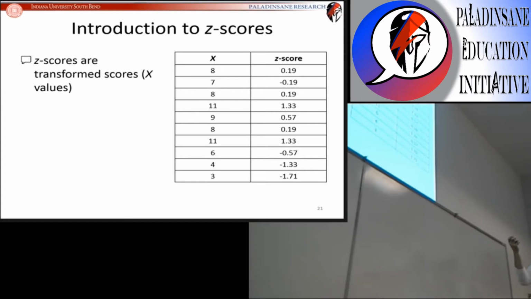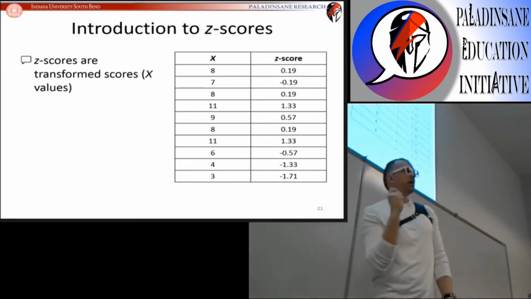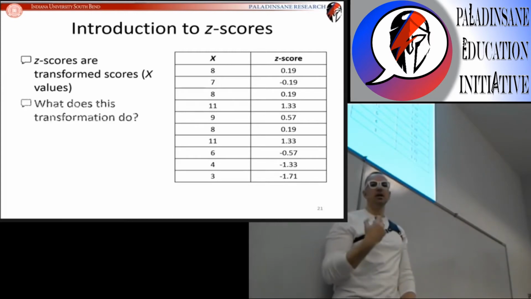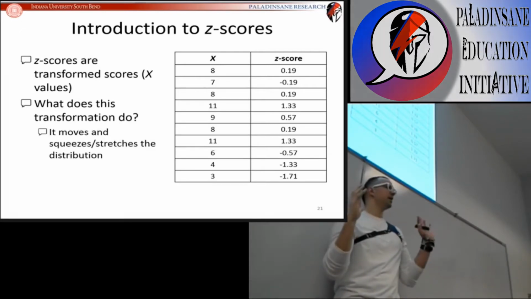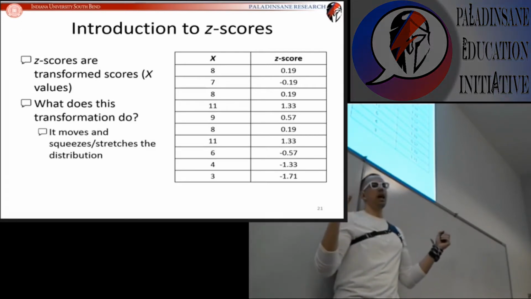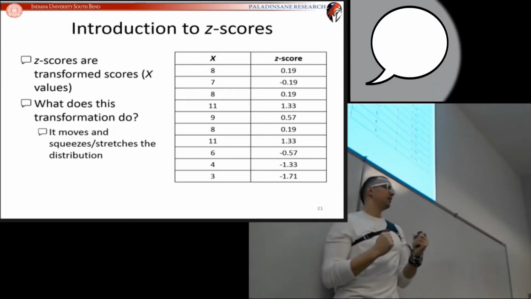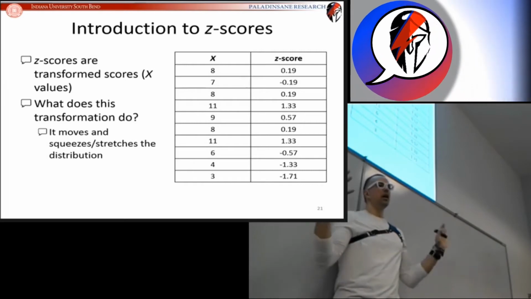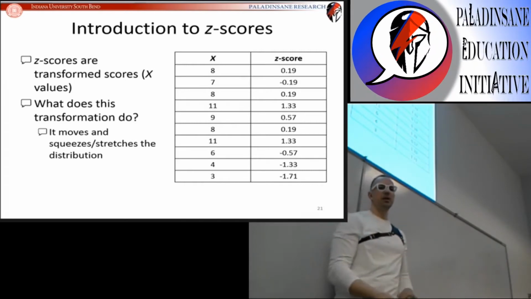This 8 gets transformed into a Z-score of 0.19. Every 11 gets transformed into a Z-score of 1.33. So this one as well, 1.33. So it's a transformation, but it's a very special transformation because it does very helpful things. So one of the things that it does is it moves your distribution, and it either stretches it if it's too narrow, or it squeezes it if it's too wide, and it does that in a very specific way.